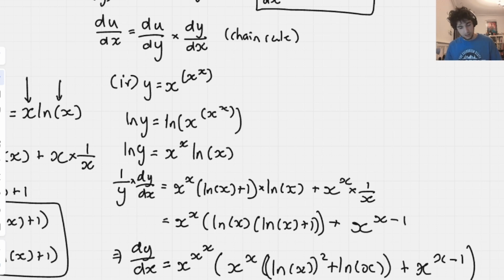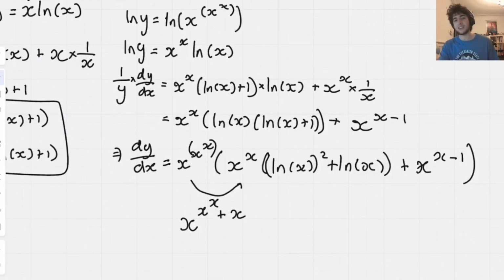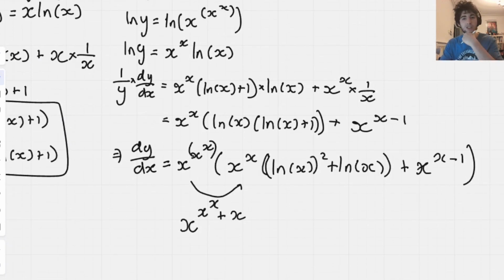Okay, and we can just leave it in that form if you want. Cleaning this up isn't necessary; in theory you could multiply these together, so you get x to the power of x to the power of x plus x, but it's not the cleanest thing, right? So you don't really have to do that. I think you can leave it in this form if you'd like to.